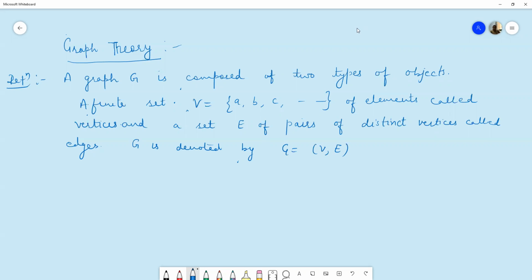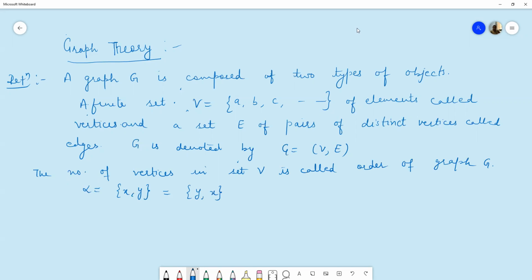And the number of vertices in the set V is called the order of the graph. The number of vertices in set V is called the order of graph G. Now if we take alpha equal to the pair xy or yx, if this is an edge of G, because E is a set of pairs of distinct vertices.